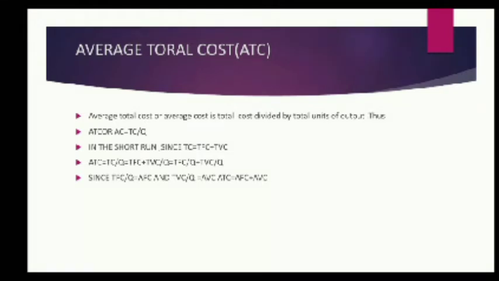Average total cost, or ATC. Average total cost, or average cost, is total cost divided by total units of output.